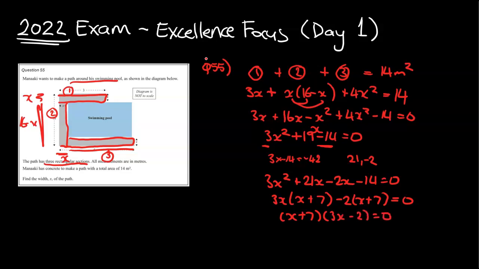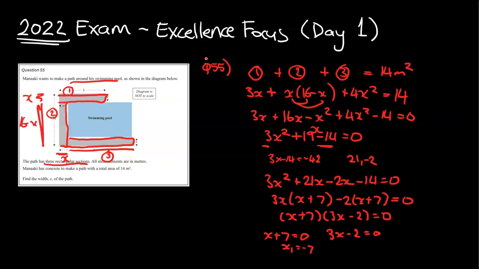And that there is all equal to 0. I'm now going to solve them separately. So my first equation, x plus 7 equals 0. My second equation, 3x minus 2 equals 0. We've got x1 equals negative 7.